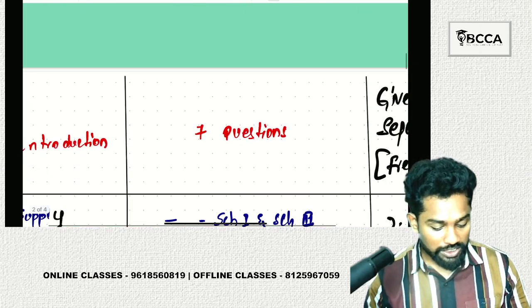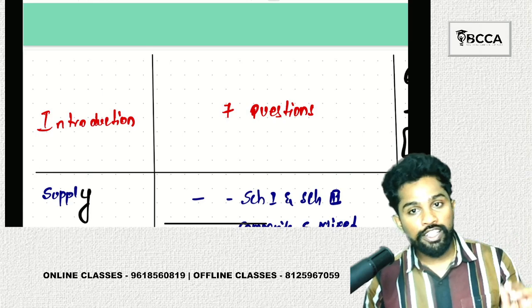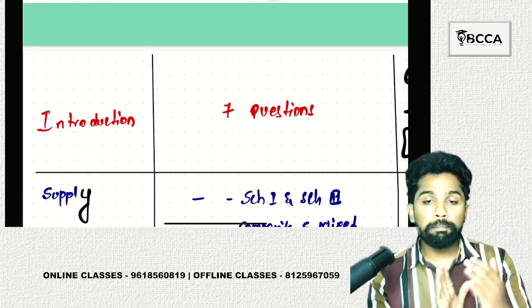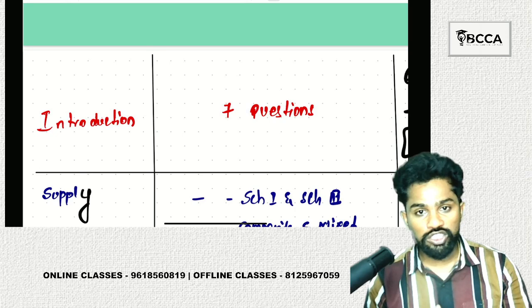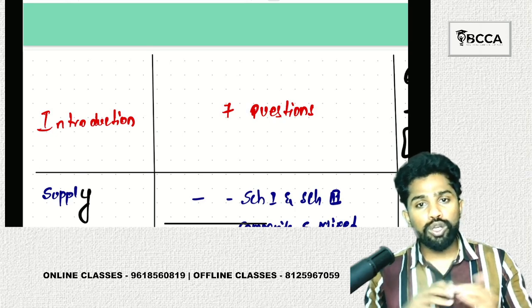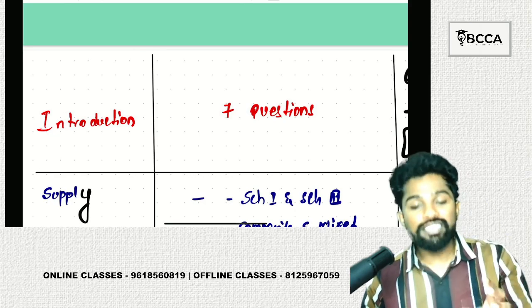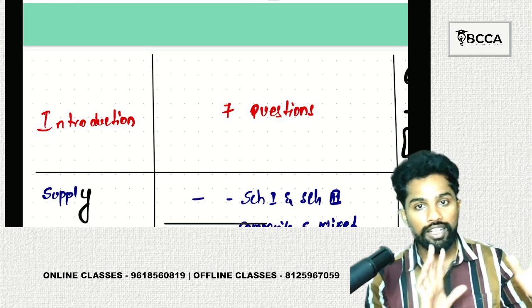Now coming to the first chapter, introduction. There's a separate file in the BCCA app in free resources. You can download that file. I have compiled the past exam and the MTP questions from the first chapter. There are 7 questions, and those 7 questions are only being repeatedly asked. So it's necessary for you to go through those 7 questions. Download that and go through them.